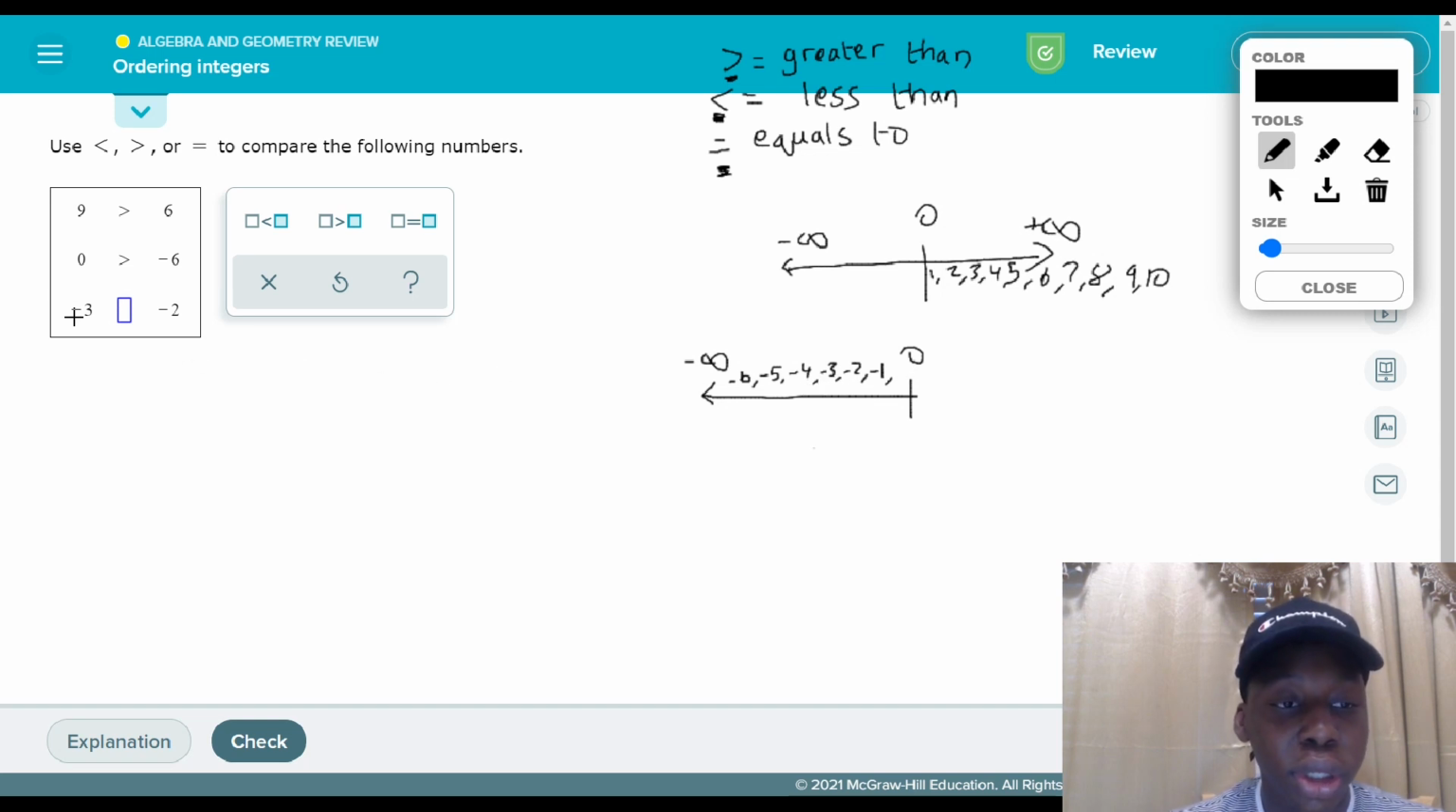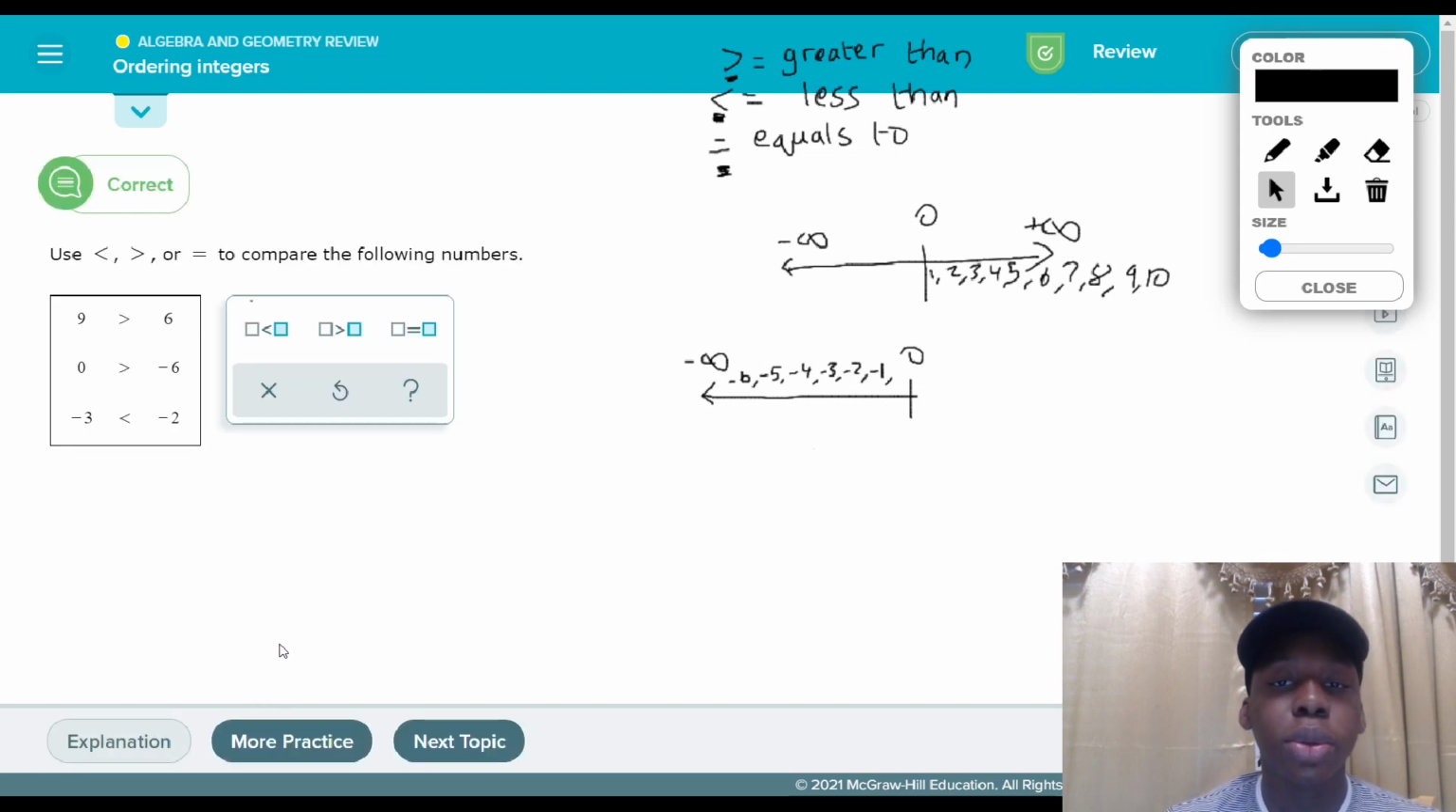So -3 isn't greater than -2. -2 is greater than -3, and we know -3 is less than -2. If -2 is bigger than -3, then -3 should be less than -2. So based on that, the answer will be less than here. Let me check that out.